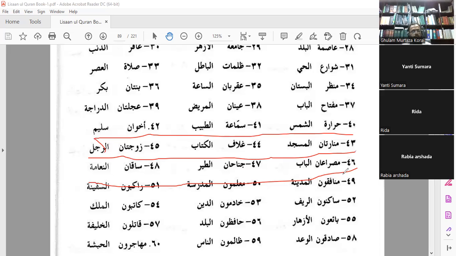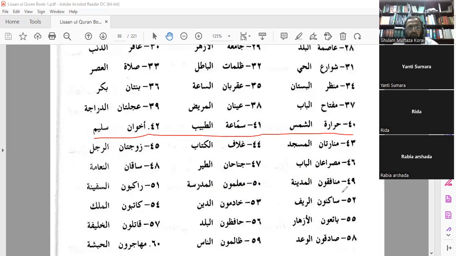Sakana, is it dual or mufrad? It's dual, because noon is the sign of dual. Saqa, saq an-na'ama, saq an-na'ama. Okay.